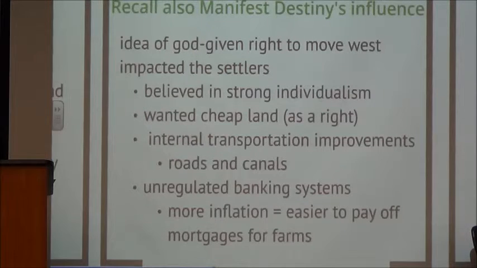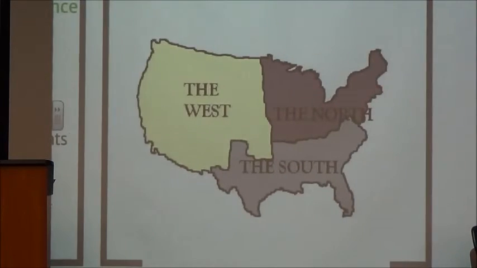The North and the West sort of united together into a political agreement and alliance. The Westerners also wanted unregulated banking, which they figured would lead to more inflation. More inflation means that you're paying money off that is worth less than what you borrowed, so it feels like you're able to make more money. It means that it's easier to pay off those mortgages for the farms. So essentially we have these three sections, the North, the South, and the West, and we just reviewed the sectional desires of each particular one.